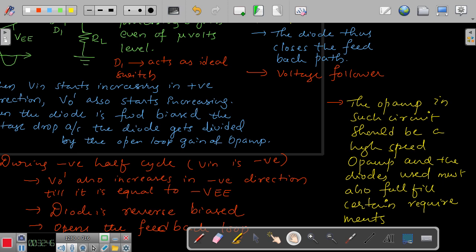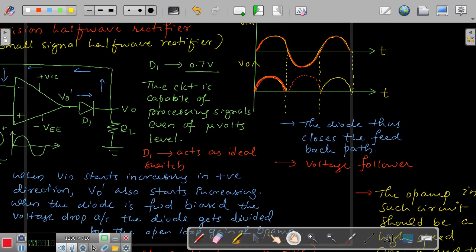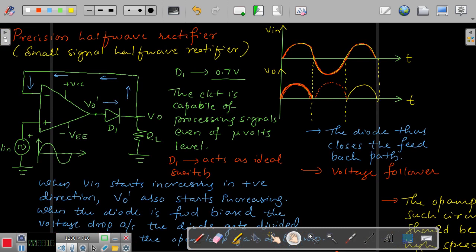There are so many high speed operational amplifiers like mu A318, right? So that is one high speed operational amplifier. Then you have HA2500, LM310. These are all high speed operational amplifiers. So these operational amplifiers must be used in order to make sure that your precision rectifier circuits operate properly, right? So this is the understanding you are supposed to have as long as the precision half wave rectifier is concerned.